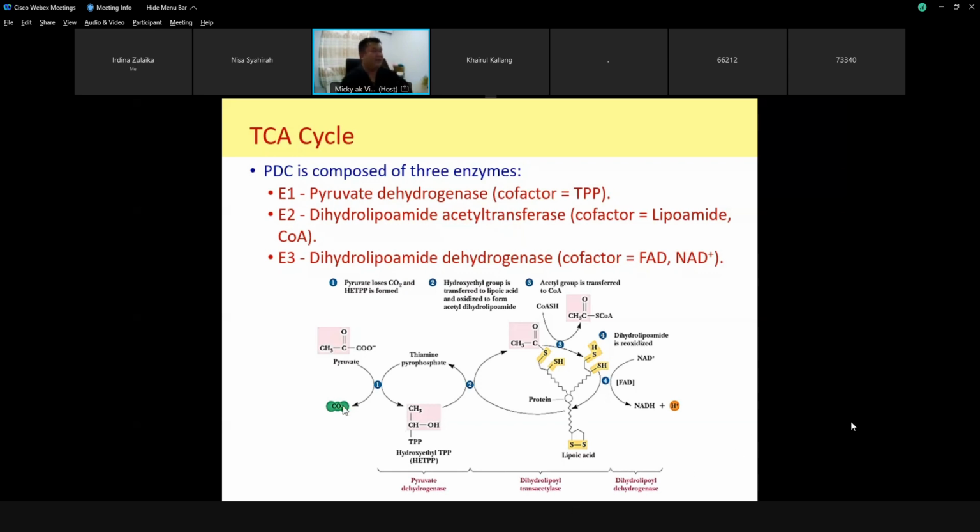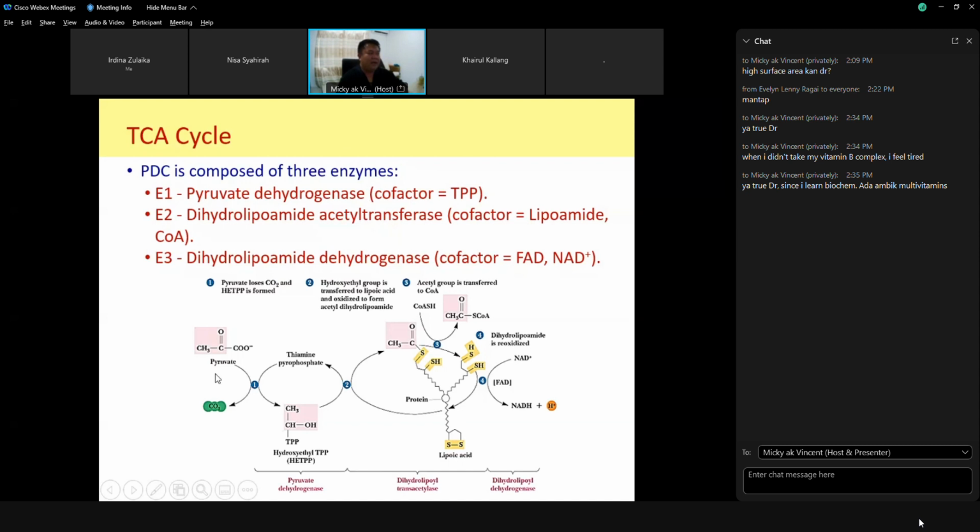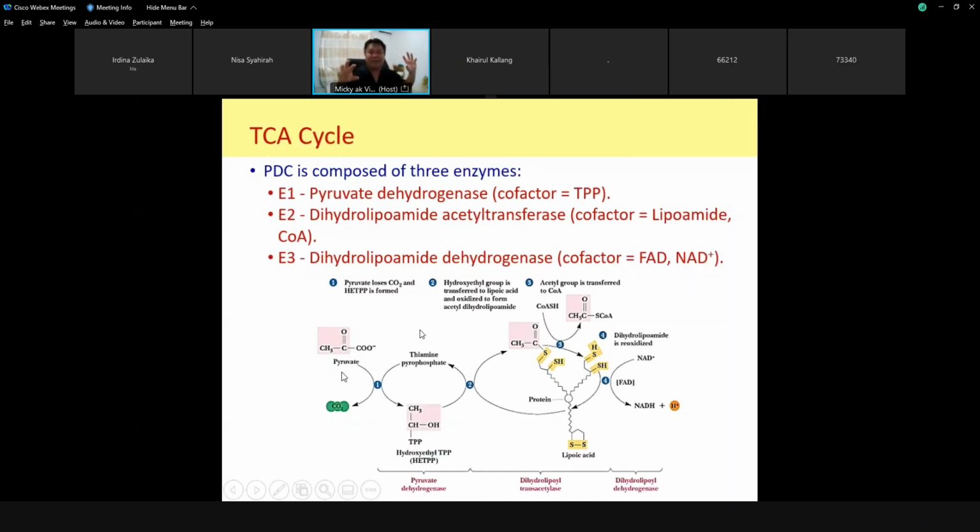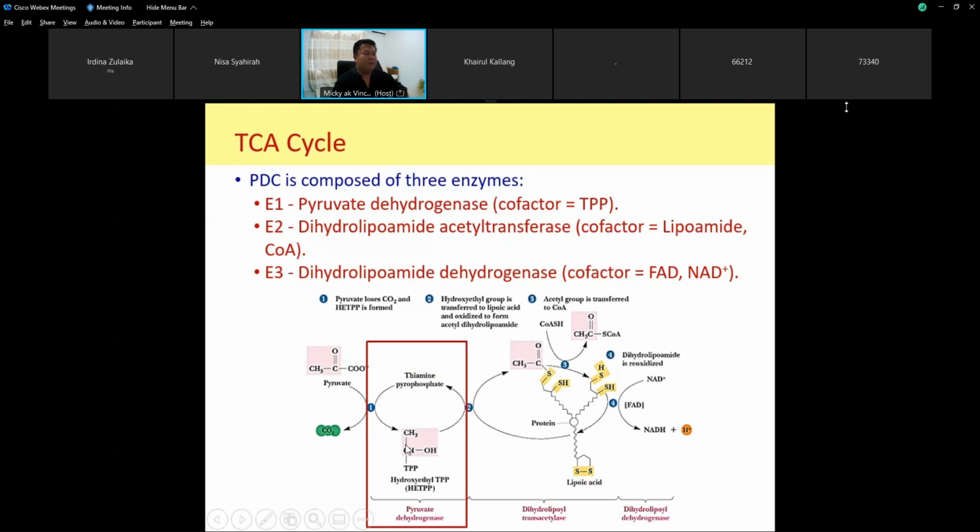Anyway, so pyruvate. Before it goes into the Krebs cycle, it's converted into acetyl-CoA. And how is it being converted into acetyl-CoA? By PDC. The first enzyme complex, you must have TPP, vitamin B1. Then the second enzyme complex is where you need the E2. Lastly, to produce NADH is the third enzyme complex, which is the E3. Jadi ini saya dah cerita dengan panjang tadi lah.